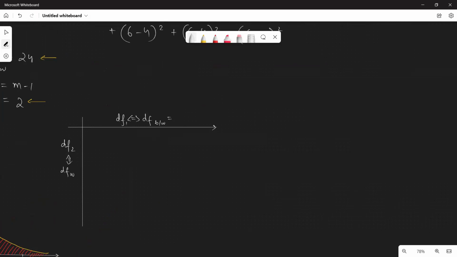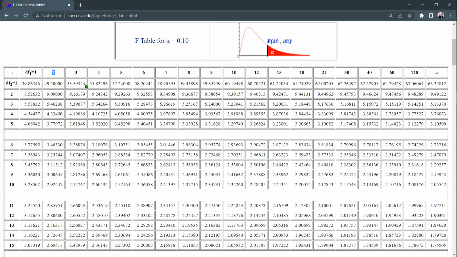So for us, what is the value of degree of freedom between? 2. And this is how much? 6. So wherever they intersect, that value becomes your F table value. If you check it once again from this table, degree of freedom 1 is 2, degree of freedom 2 is 6, so 3.4633, wherever they are intersecting.